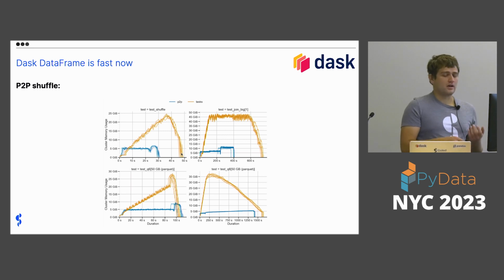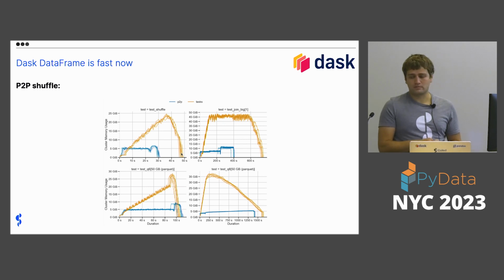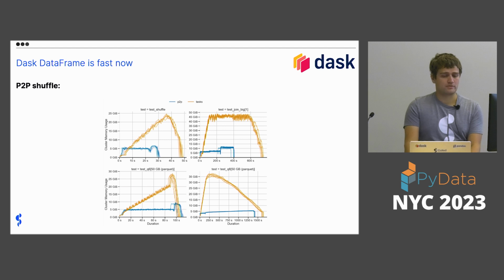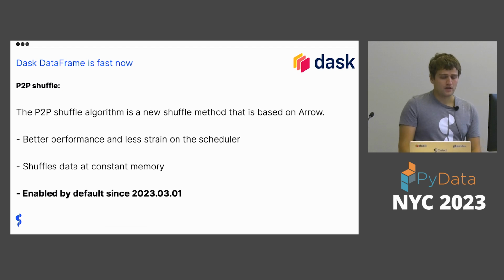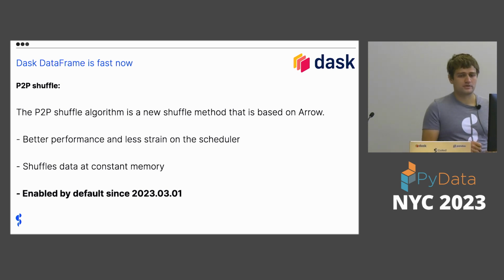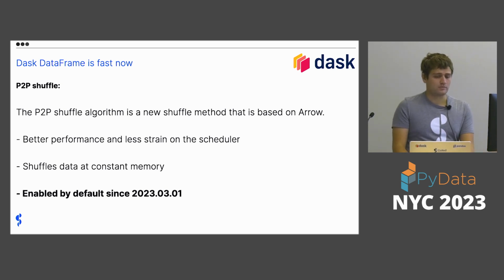So this will increase stability by a lot compared to the previous implementation of task-based shuffling. This has been enabled in March this year, and is now since used as the default. We haven't seen many workflows that actually want to use task-based shuffling. Most of our users switched over to P2P shuffle.